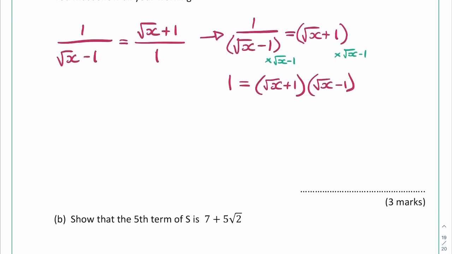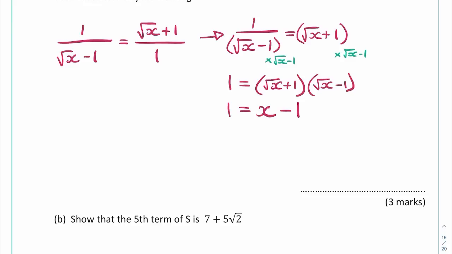If we expand that bracket, noticing also it's a difference of 2 squares, you get 1 is equal to root x times root x, which is x. Root x times minus 1 is minus root x, but then you've got plus 1 times root x, which is plus 1 root x. So they cancel each other out. But you've got 1 times minus 1, which is minus 1. So you end up with a really nice equation here.